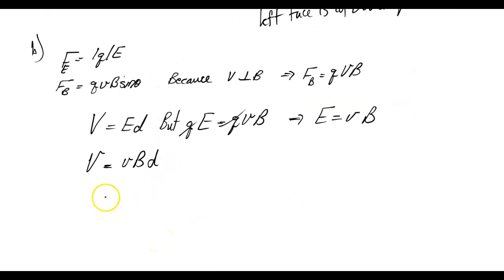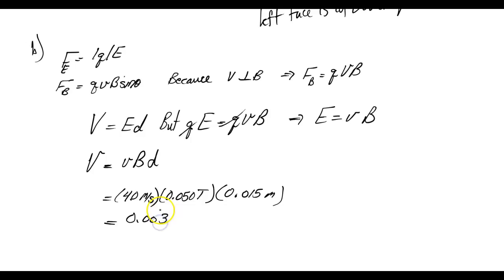And we know these values. We're told that the electrons are moving with 4 meters per second and a magnetic field of 0.05 Teslas, and they're moving for a distance of 15 millimeters. So this gives us a voltage of 0.003 volts, or 3 millivolts.